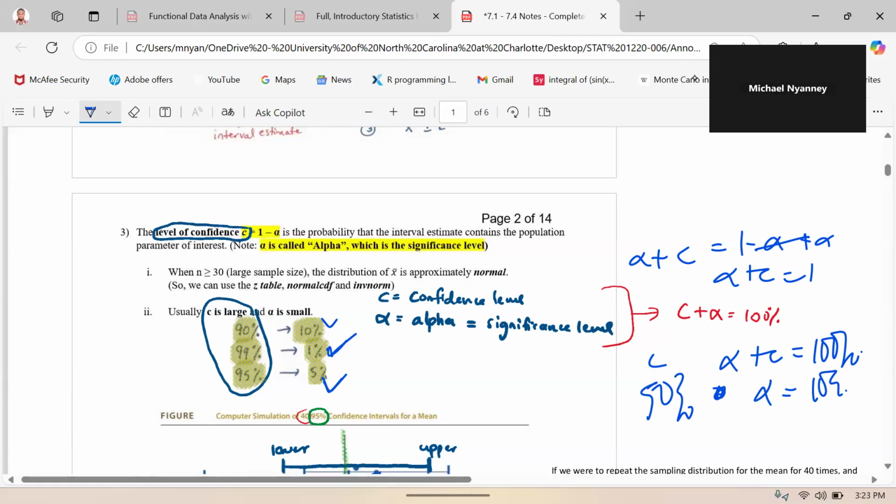So always your C is large and your alpha is very small. When I tell you C is 90, alpha is 10. C is 99, alpha is 1. C is 95, alpha is 5%, as you see here. Those are the things you see here. All right, I hope you are good.